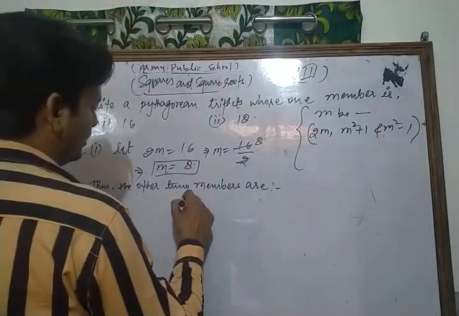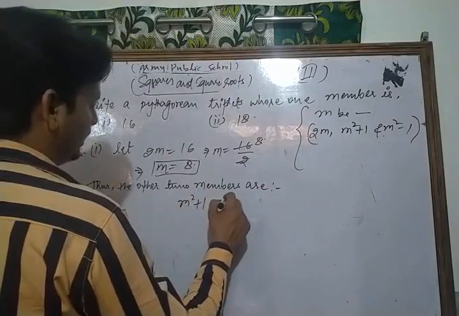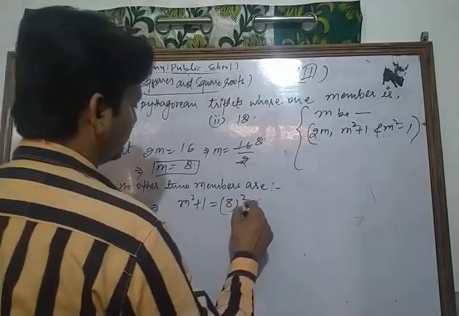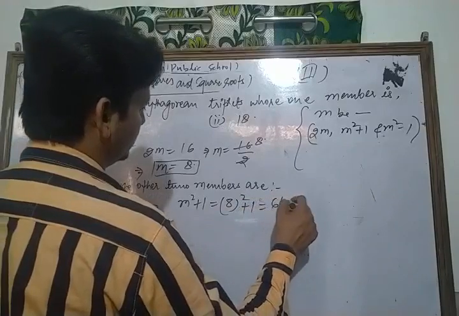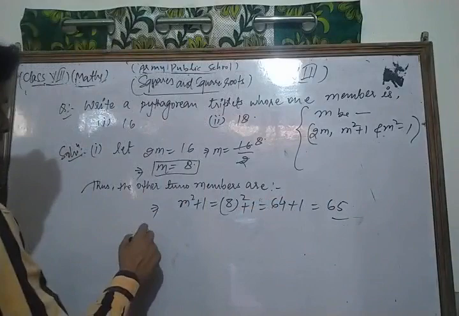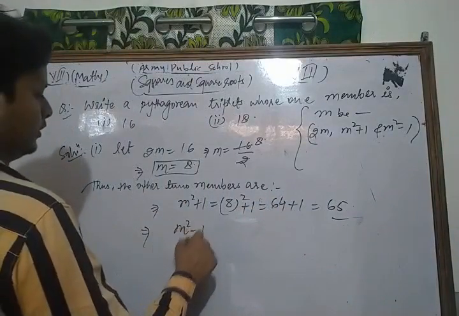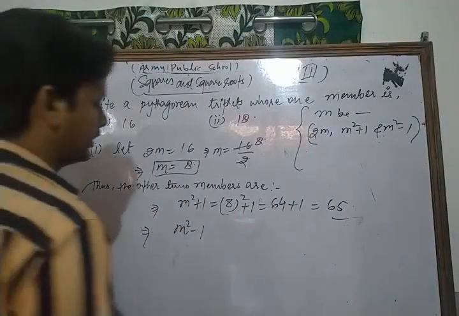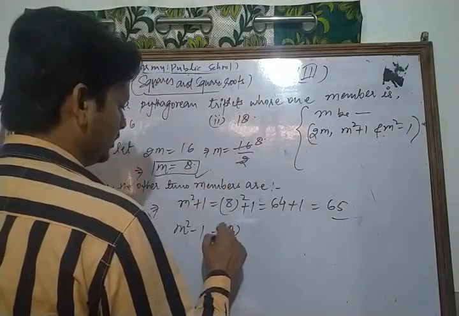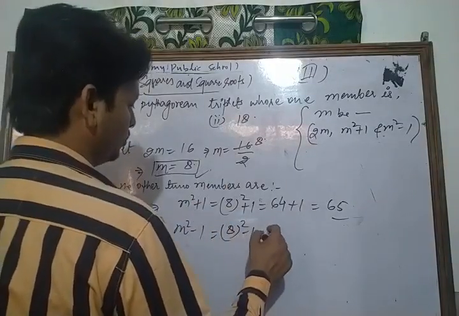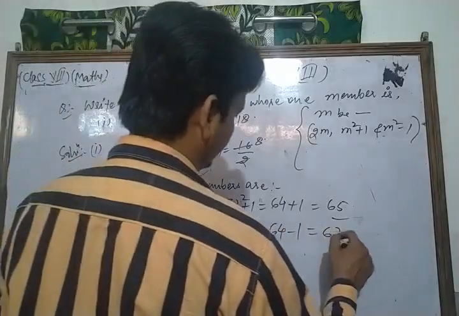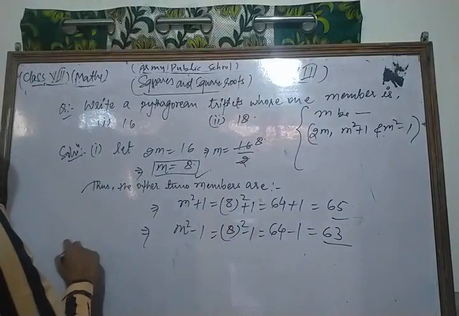The other two members are, first one m square plus 1, that is 8 square plus 1, this is 65, and second one m square minus 1. Now m square, m is 8, minus 1, so 64 minus 1, this is 63.